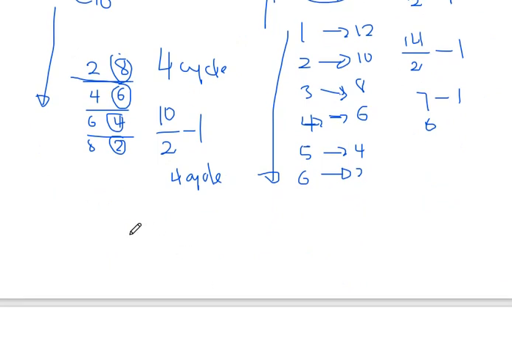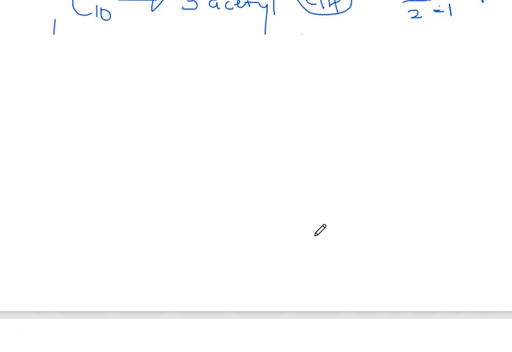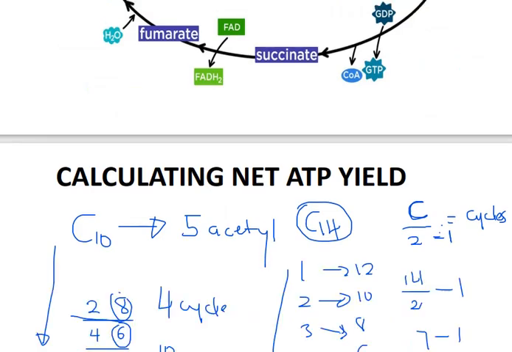Try this. If you have a 26 carbon chain, the number of cycles is going to be 26 over 2 minus 1. So 26 over 2 is 13, then minus 1 will give me 12. Now there's a trick here. If you have been given an even chain fatty acid, to get the number of cycles you use this formula: the carbon number divided by 2 minus 1. That's the number of cycles in the fatty acid for beta oxidation.